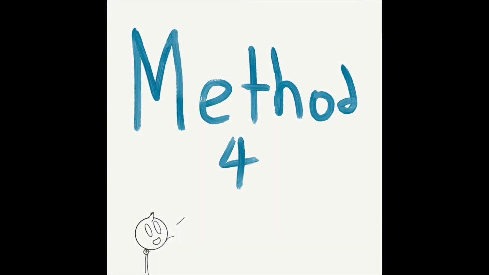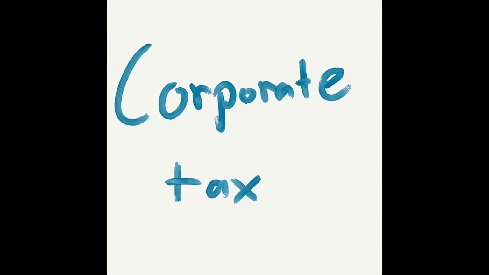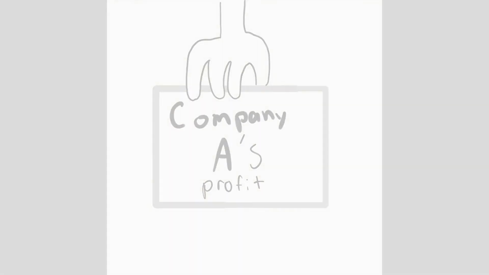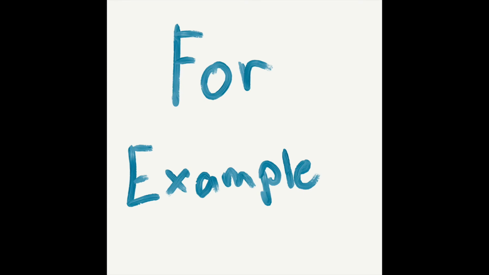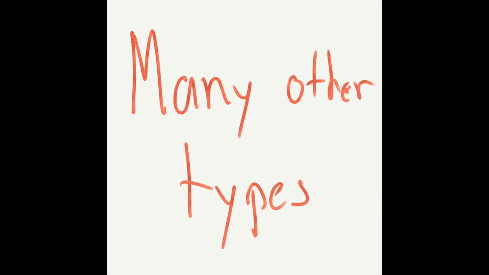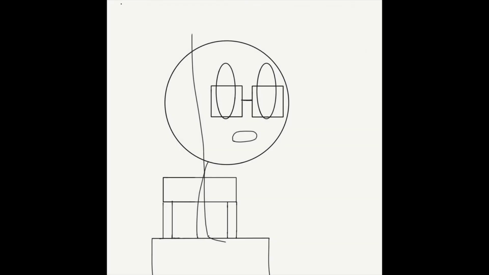And finally, the last method of taxation, known as corporate income tax. Corporate tax is a tax for corporations. For example, if Coke makes 10 million pesos selling Coke, that means a portion of the earnings go to the government. Of course, there are more methods of taxation, but this is an overview of the more major ways of taxation.